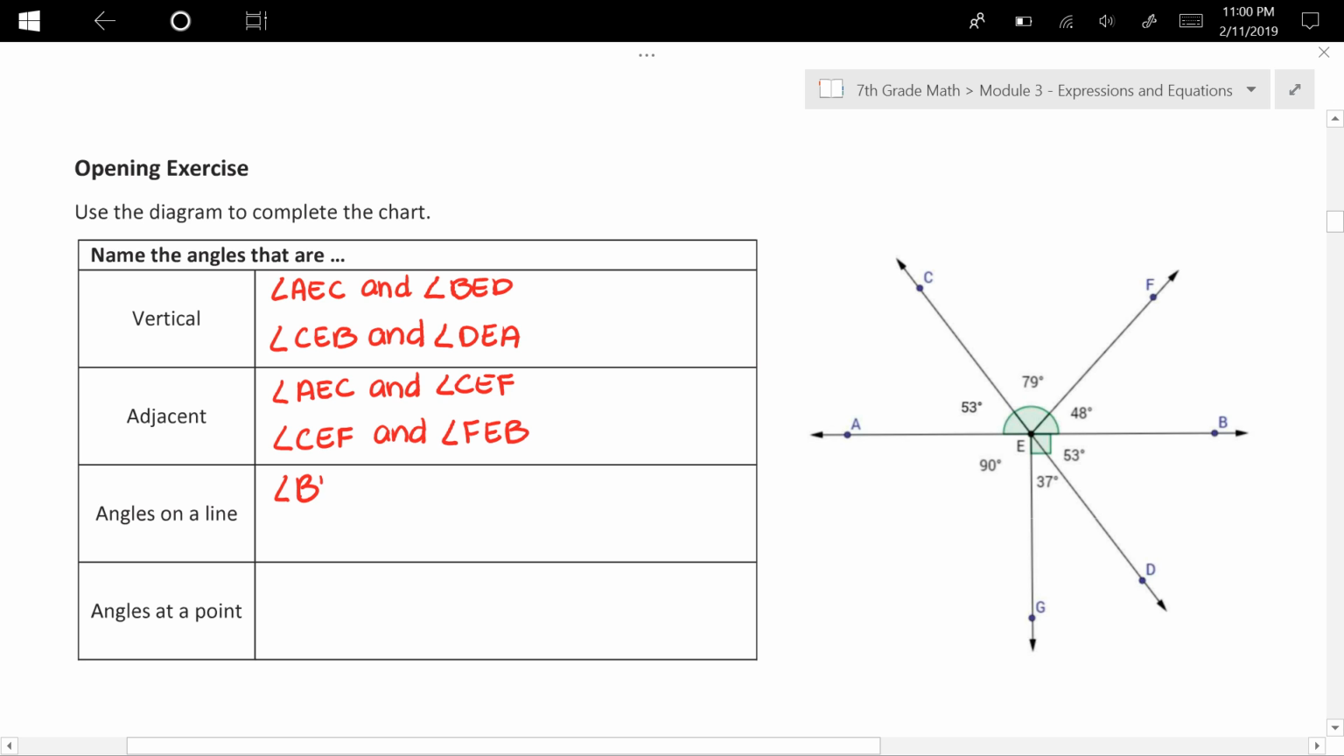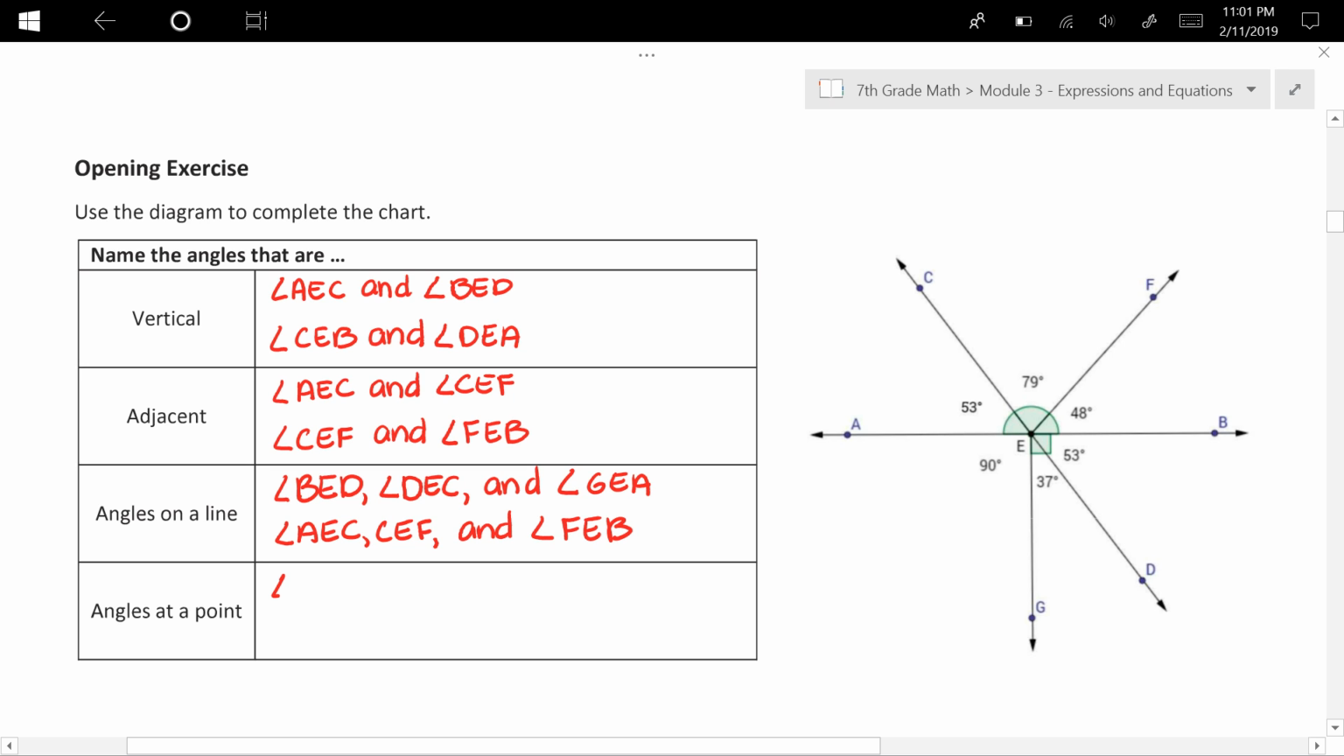Okay, angles that are on a line. Here we are, angle BED, angle DEG, and angle GEA. So all of those are on a line. We also have angle AEC, CEF, and angle FEB.